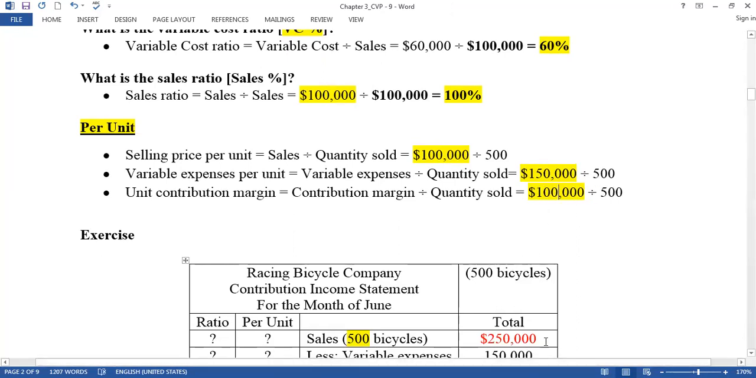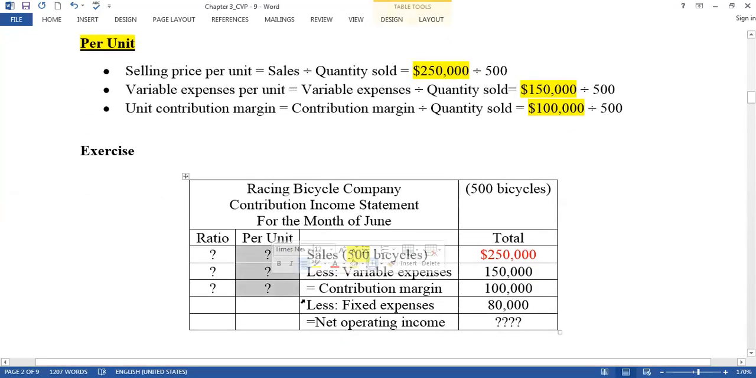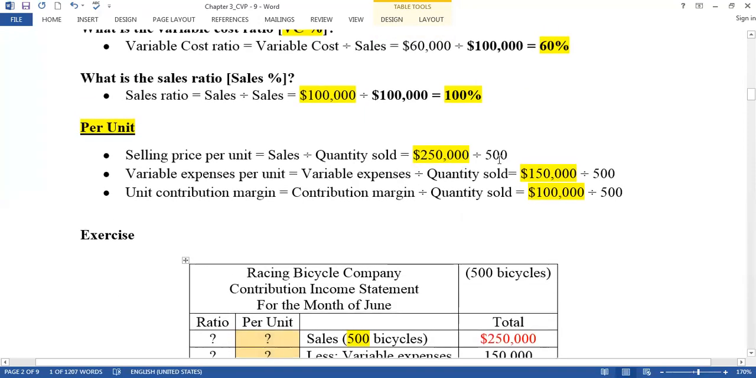Yes, and sales here is $250,000. So if we do this, we can easily fill this part. That means if we want to know per unit sales, per unit variable cost, or per unit contribution margin, then this is the formula.